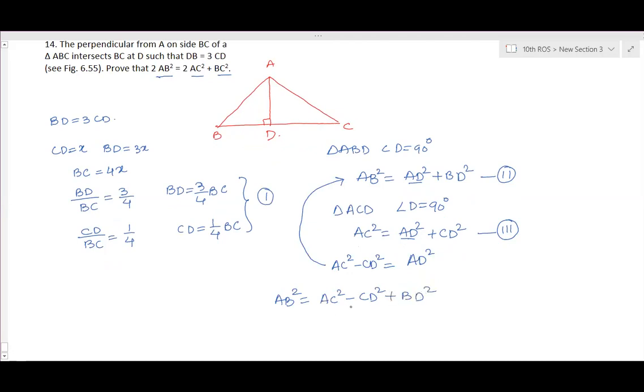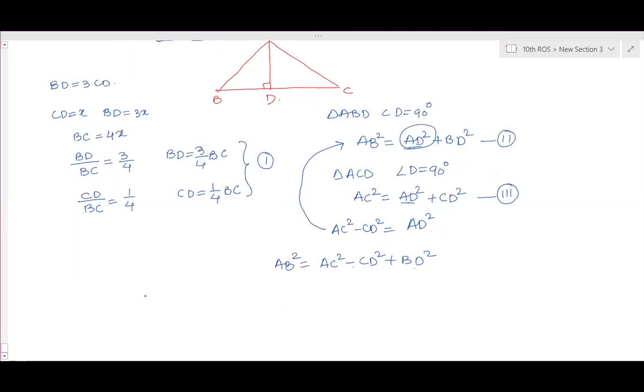Is that clear? Ma'am, can you just repeat the last step, what you did? Value of AD square is calculated as AC square minus CD square and this value is substituted in the second equation. AB square, this AD square is this value. AB square is equal to AC square minus CD square plus BD square.